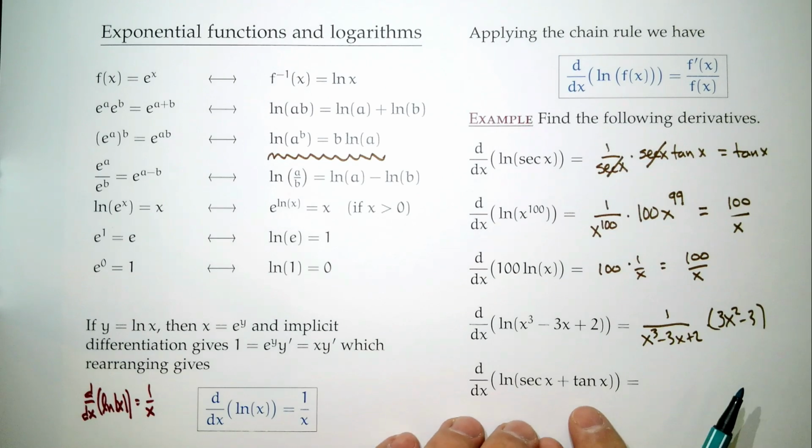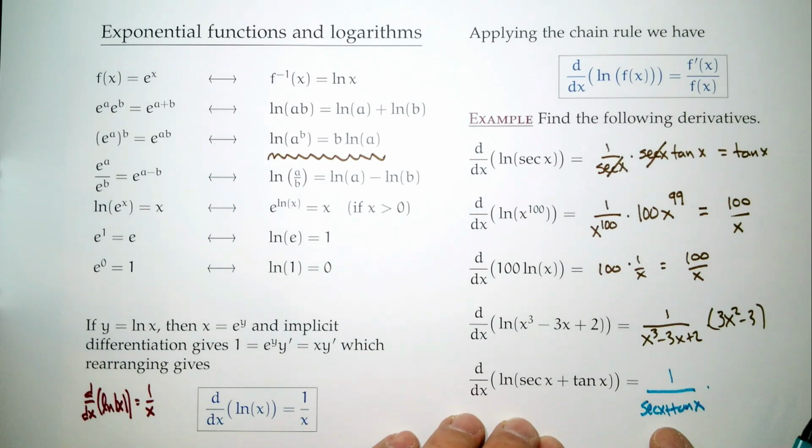All right, now back to this one. Log of secant plus tangent. Well, 1 over secant plus tangent. Okay, that's fine. What's the derivative of secant? Okay, secant times tangent. What's the derivative of tangent? Secant squared.